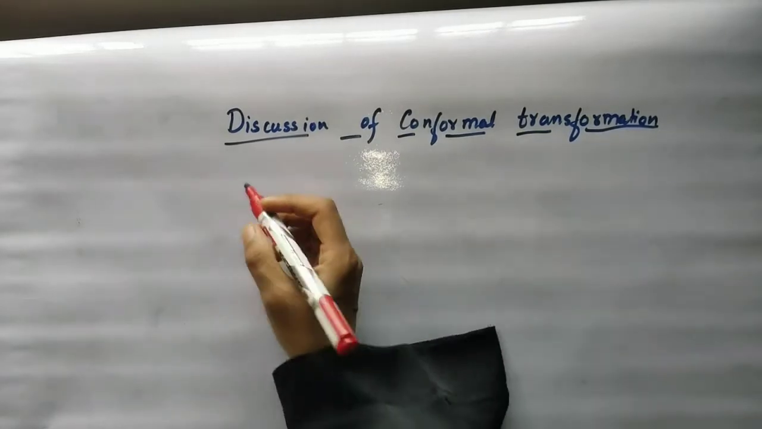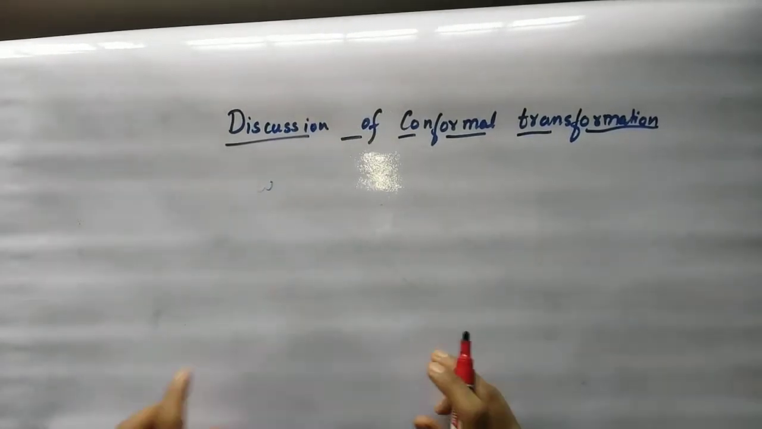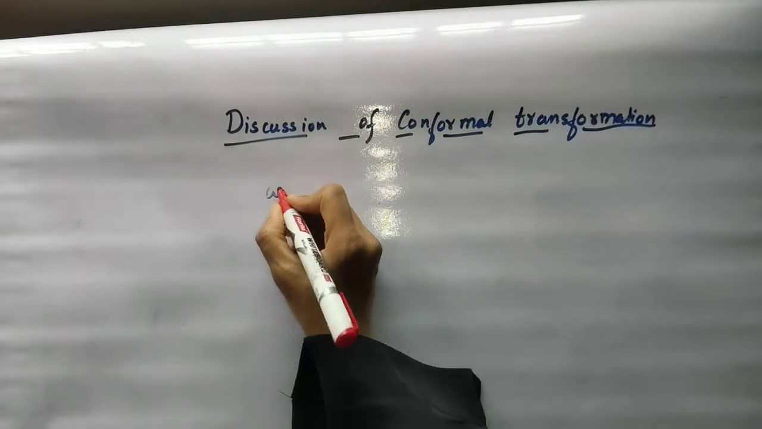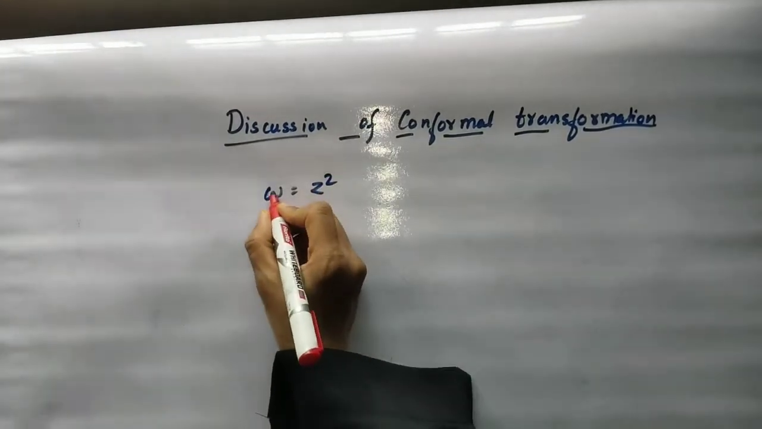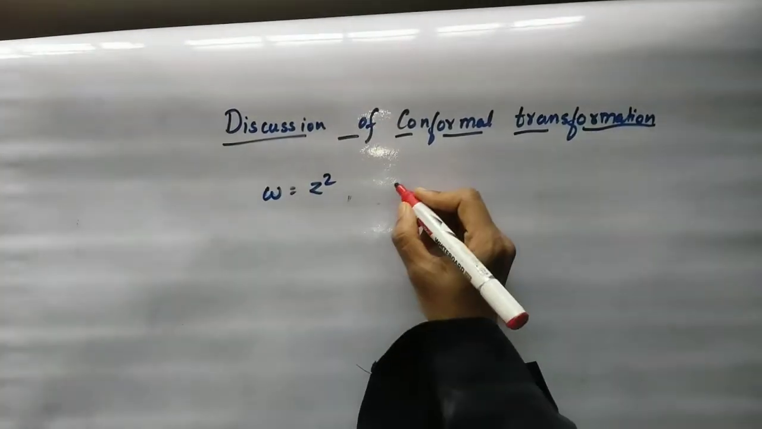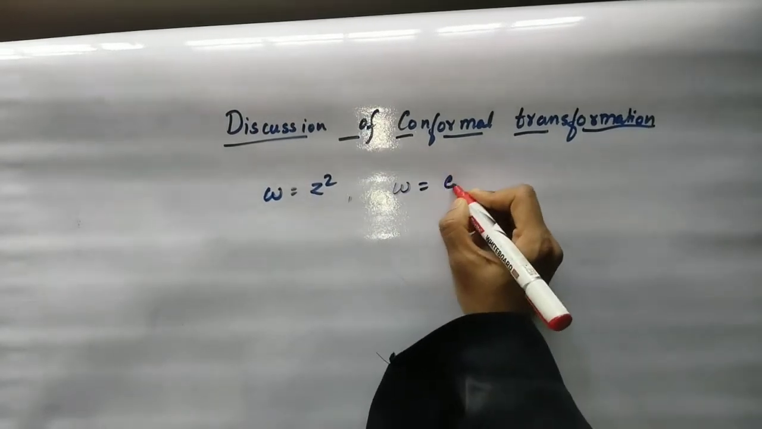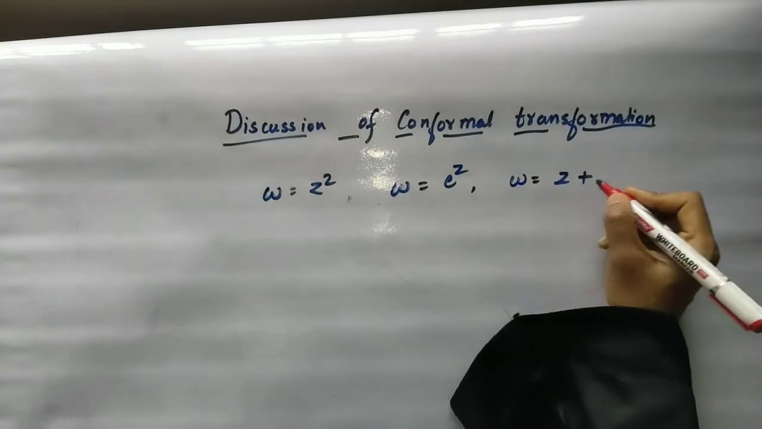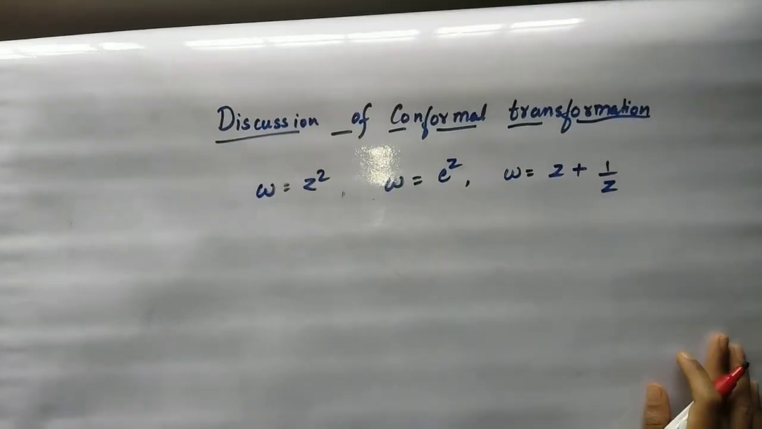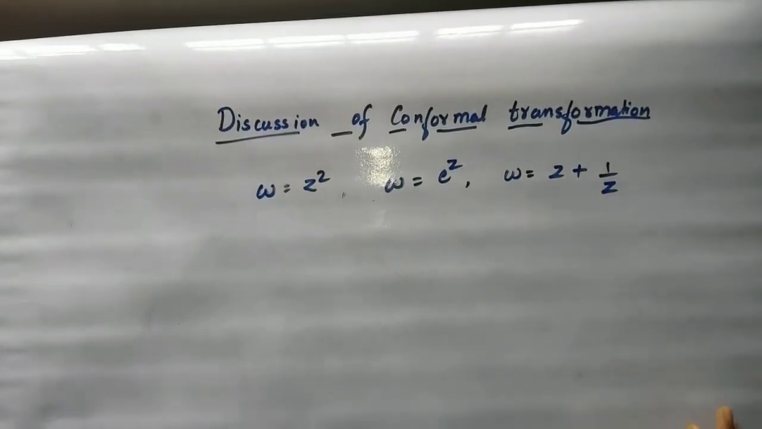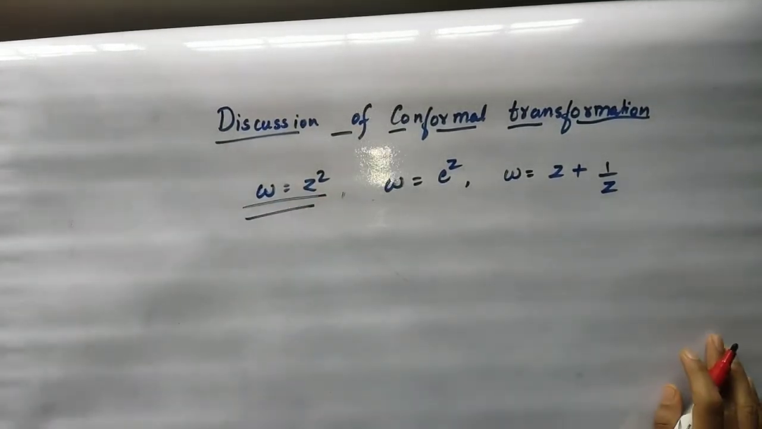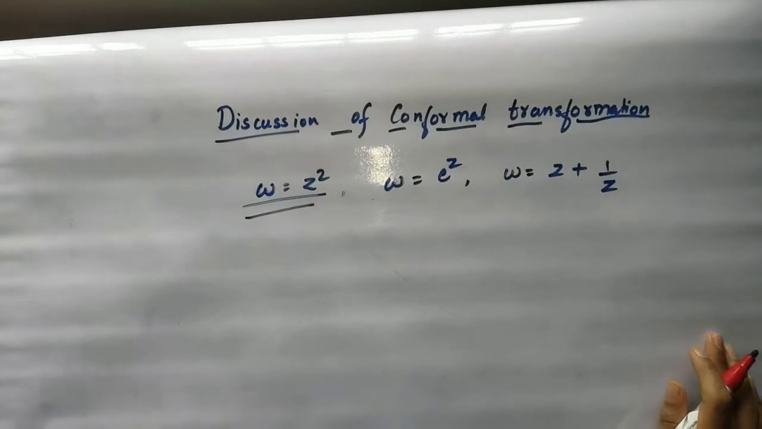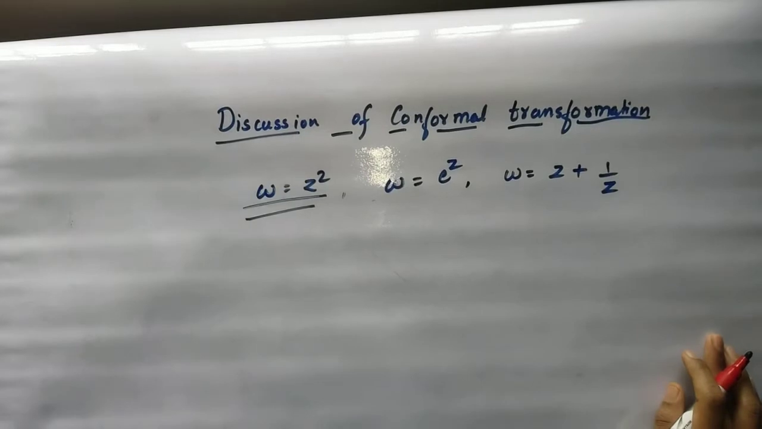Name a few. We have been given in our syllabus w is equal to z square, one of the transformations that we need to discuss in detail. W is equal to e to power z we have to discuss, and also w is equal to z plus 1 by z. Okay, these are three conformal transformations that we'll be discussing in detail. So for now I'll start with the first transformation, that is w is equal to z square.